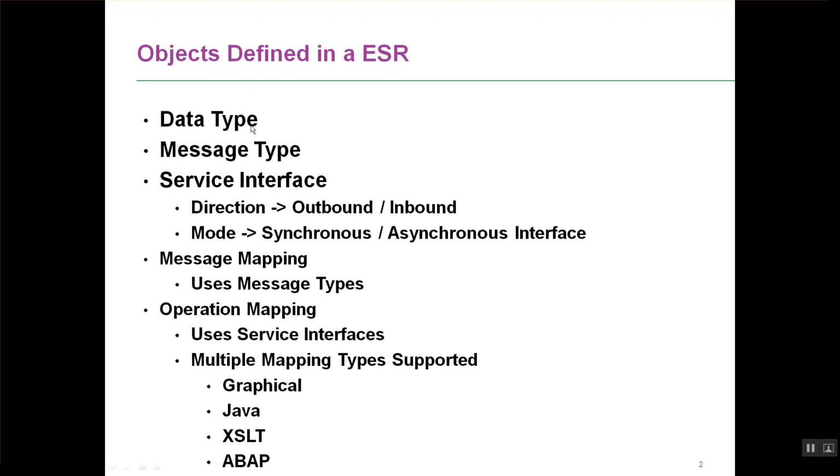The first object type that you would be defining is called a data type. A data type is nothing but a definition of the structure of the message that you are going to be exchanging. We will look at this in detail, but at this point, it suffices to say that a data type is the definition of the structure of the message that you're going to be exchanging. Message type is an encapsulation of the data type. So a message type uses a data type. There's nothing much to it except that message type is an encapsulation of the data type.